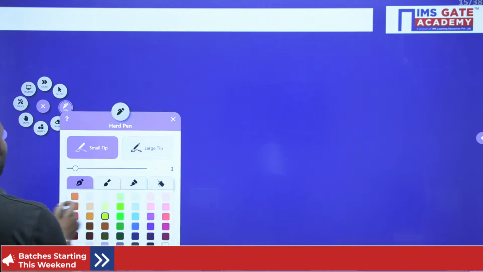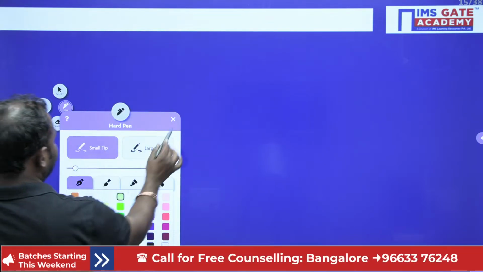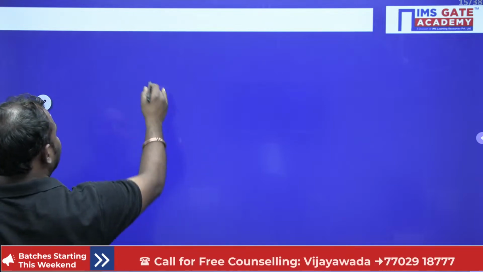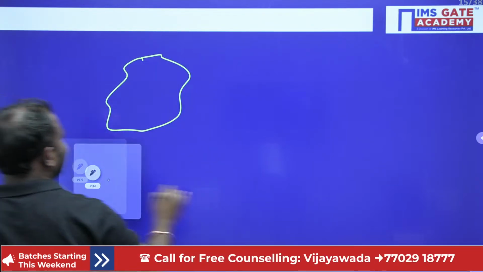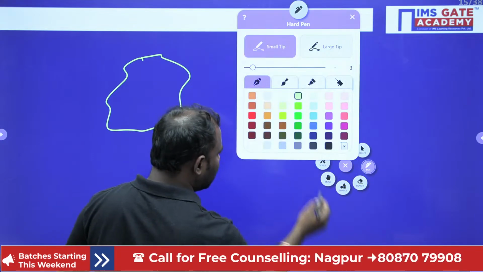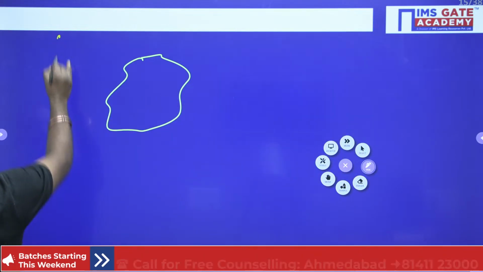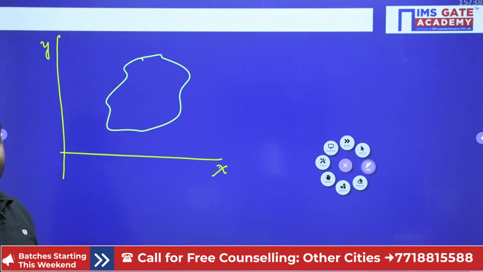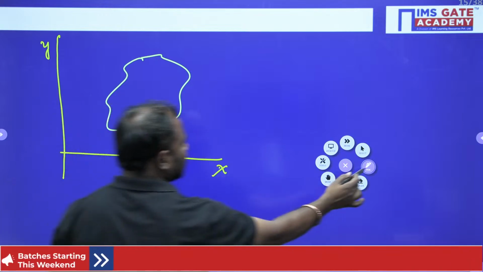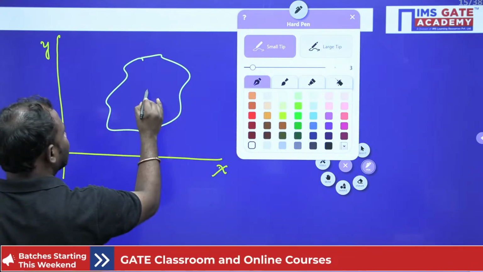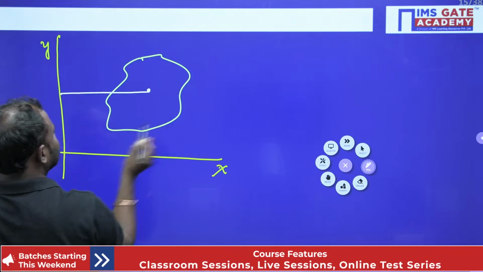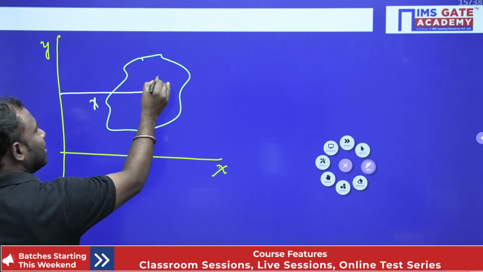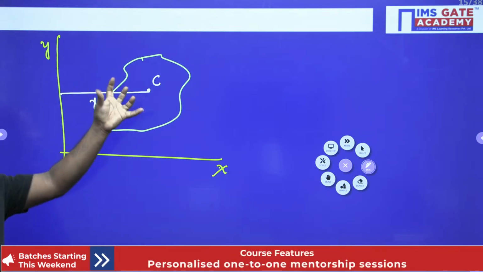I said it is the second moment of area. Now let us see how the second moment of area is obtained. I'm taking an area which is at a certain distance from the x and y axes. This area is at a distance x from the axis, and its centroid is C.